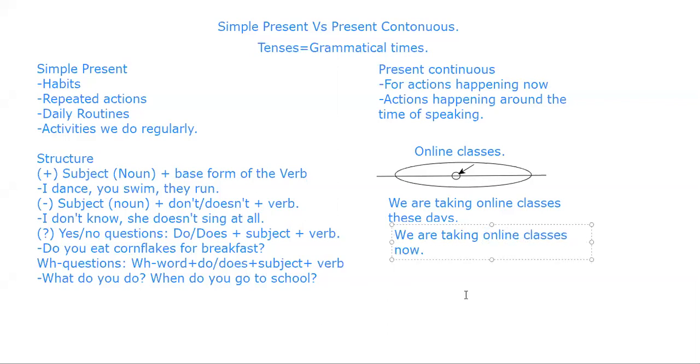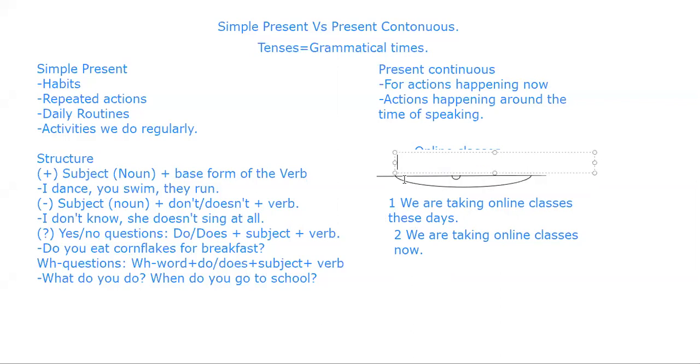We're taking online classes now. Let's say number 2. And let's call this number 1. So this is gonna be number 1. And this is gonna be number 2. Okay? So that is how you're supposed to see it.